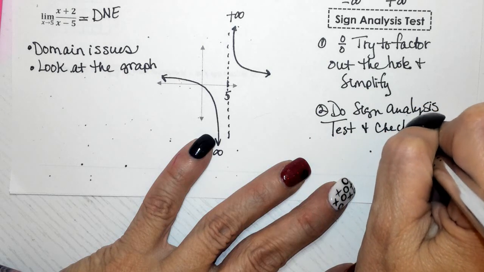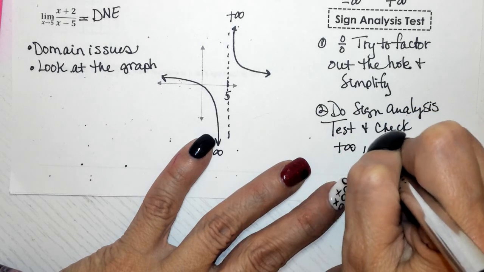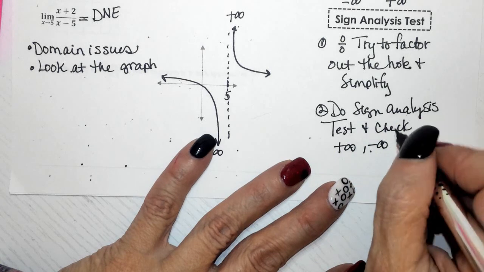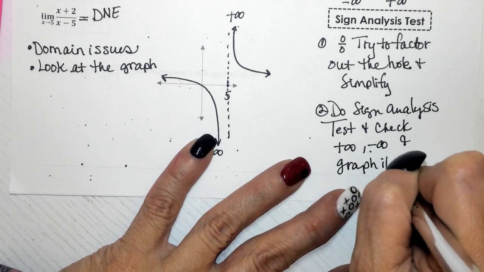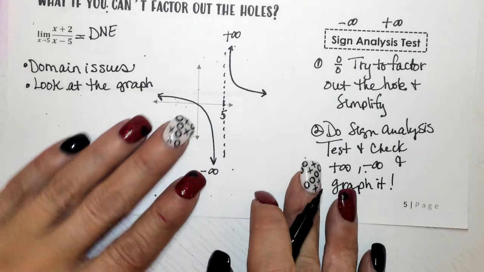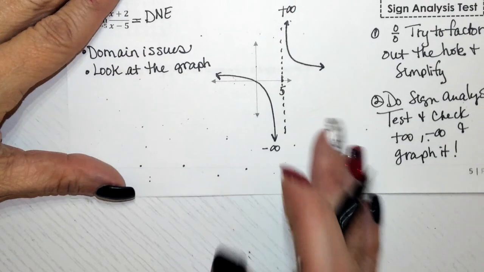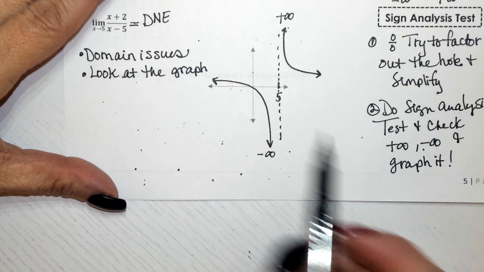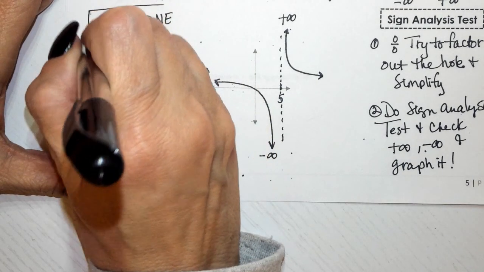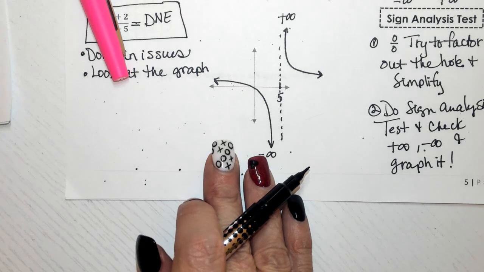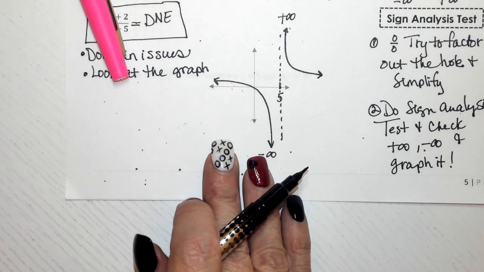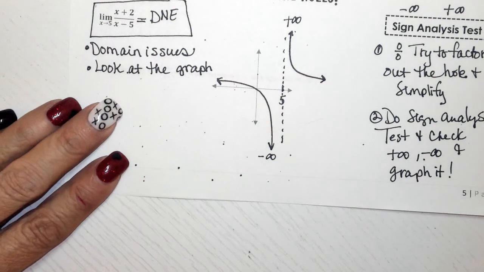And check positive, negative infinity. I'm going to say and graph it. And that way you can see what's going on. Graphing is actually the best way to see what's going on, to see what is going on with that limit.